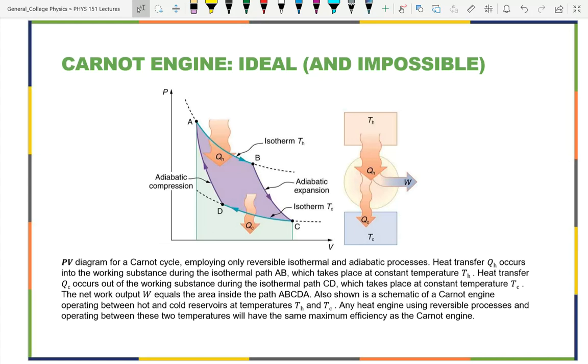In order to make this work, you would have to have an infinite amount of time to go through one cycle. So if you tried to do everything super perfectly, and if you had an infinite amount of time, you might be able to get through one cycle of the Carnot engine.